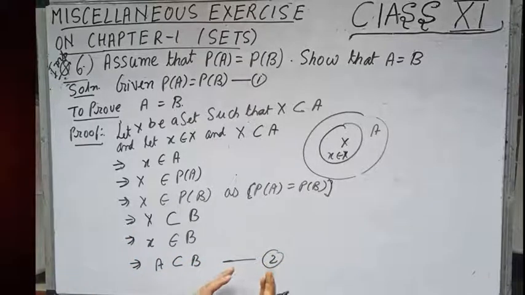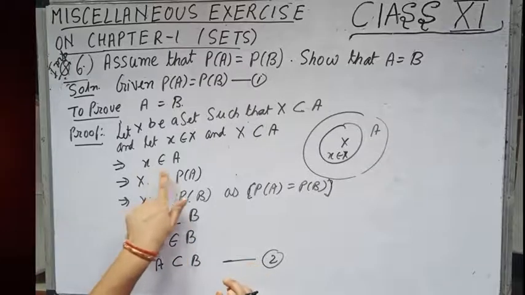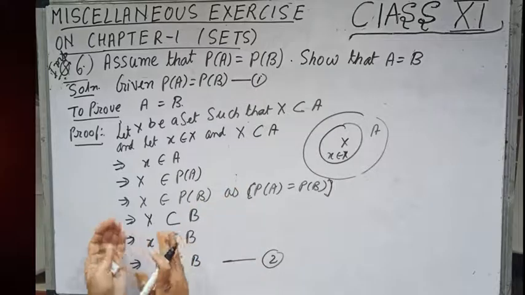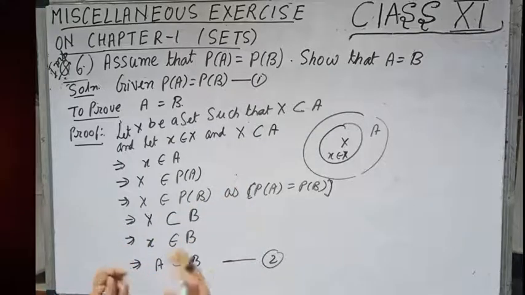Again, we will start with an element in the set. Over here, we have started with A. So we will be supposing in B, and then we will be going to B subset of A, and hence our theorem or our question will be proved. So let us do the reverse part.